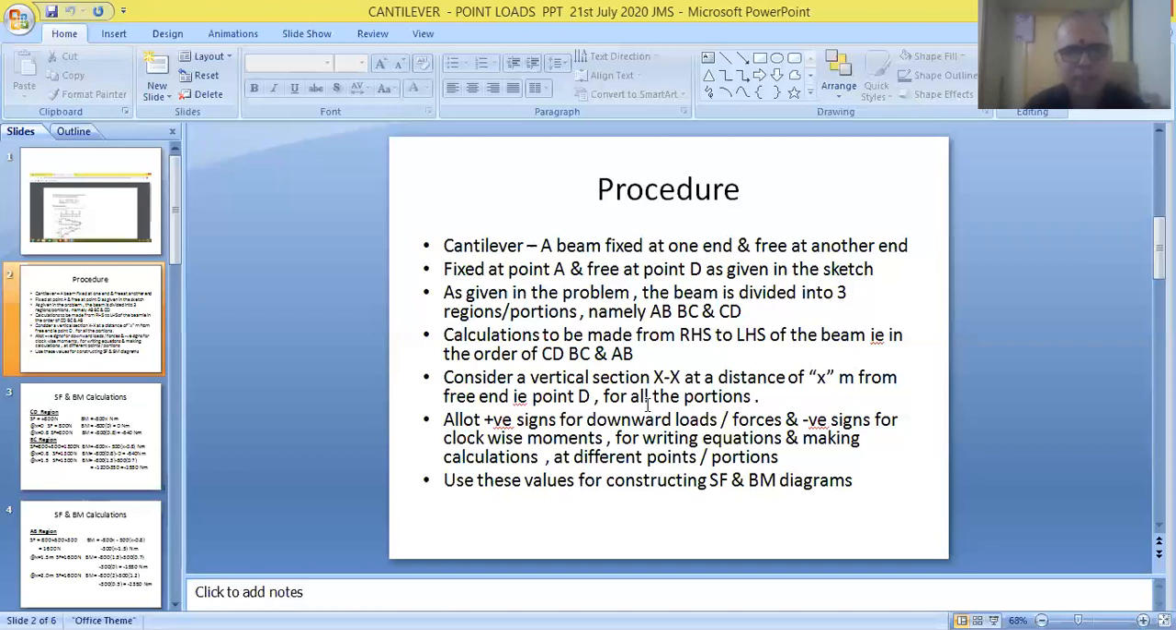So friends, for calculations, first we have to take the CD region. Secondly, in the second stage, we have to take the BC region and make calculations. And finally, we have to take the AB region for making calculations. So this is the order in which we have to write the equations. This is the order to be followed for writing the equations and making the calculations of shear force and bending moment values.